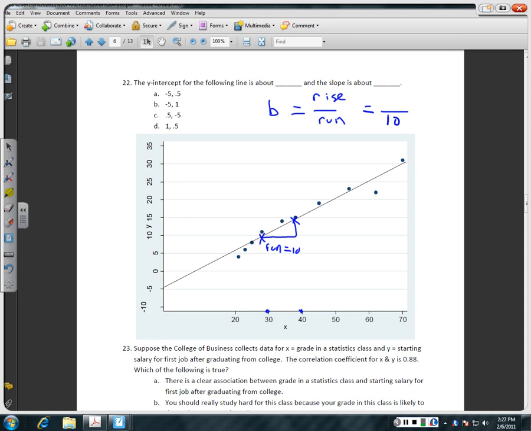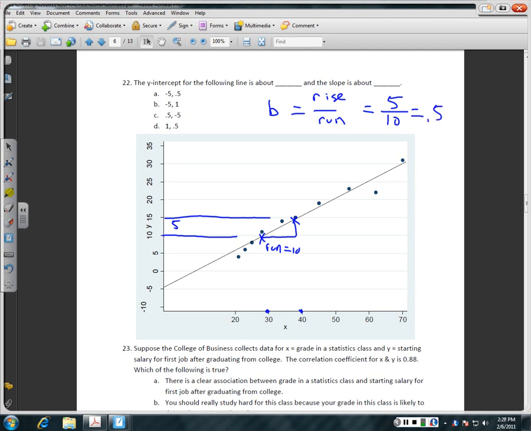So we need to look at the rise here, and I'm just going to look over and see what y values we've got with both of those. And it's 15 and 10. We went up by 5. That's just 15 minus 10. And so our slope is 0.5.